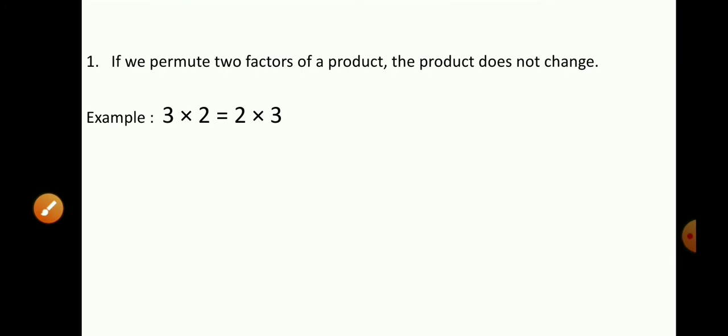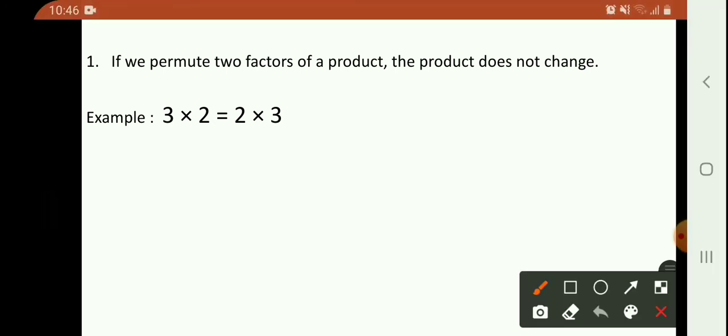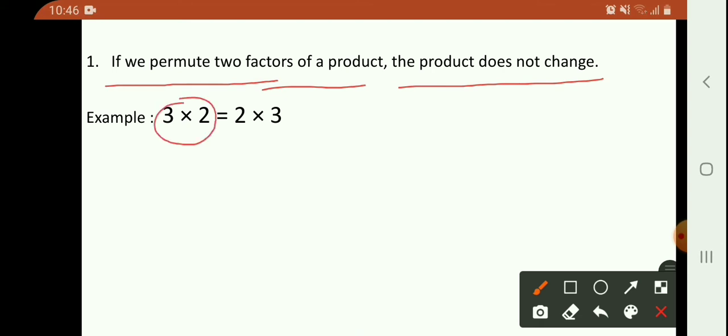Let's see the properties of multiplication. If we permute two factors إذا بدلنا two factors of a product, the product does not change. Let's see an example. 3 times 2 هي ذاتها بتساوي 2 times 3. يعني إذا بدلنا الفاكتورز حطينا 2 قبل 3 أو 3 قبل 2 الجواب الأنسر بضله نفس الشيء 6 equal 6.